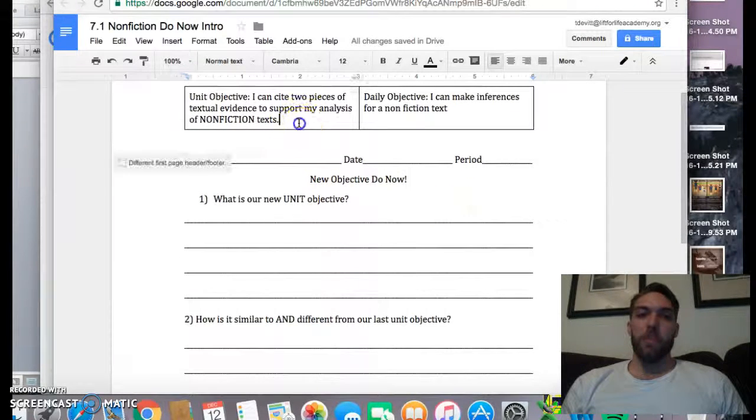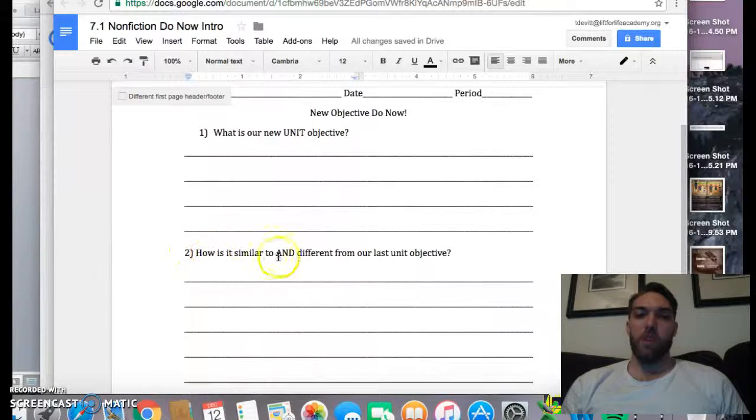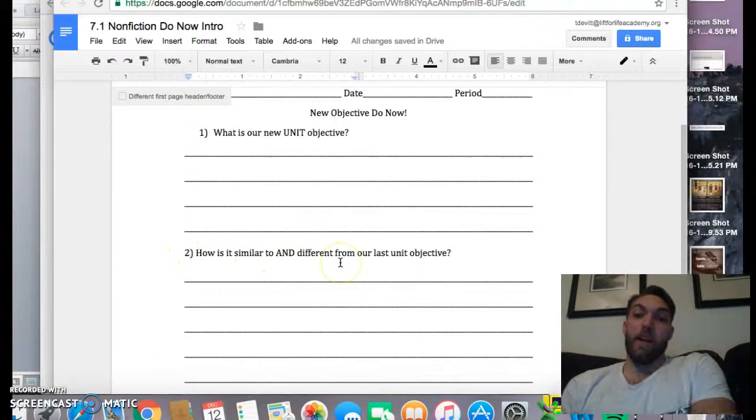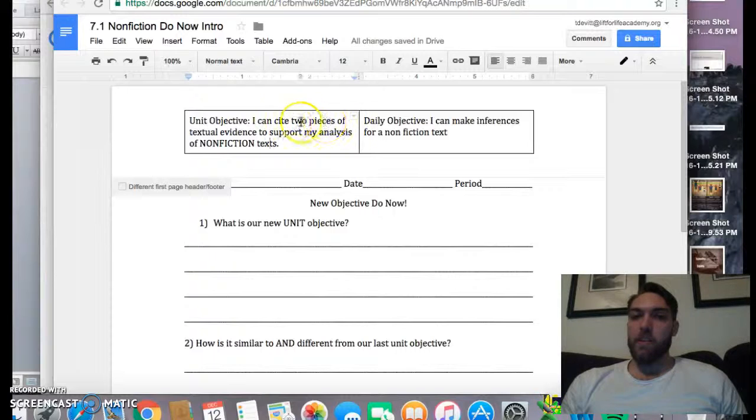Our unit objective is here. You know that. So I need two pieces of evidence to support my analysis of a nonfiction text, which leads us into part 2. How is this similar and different from our last unit objective? Well, it's similar because it's still being able to cite evidence, still citing two pieces of evidence, still making that analysis, which is the inference part. So it's mostly similar.